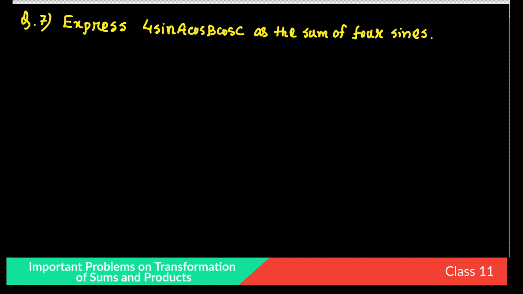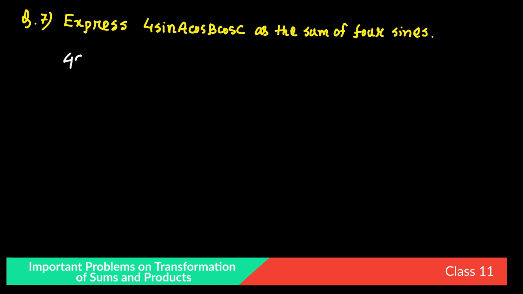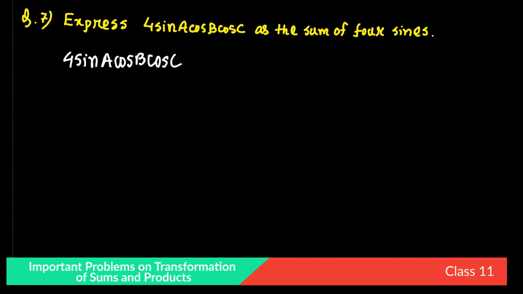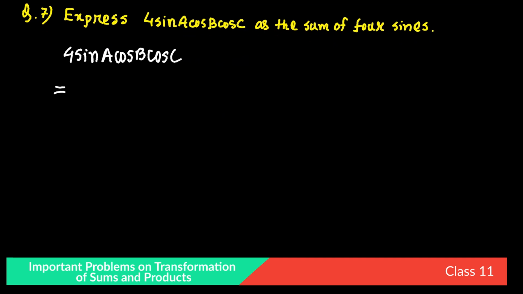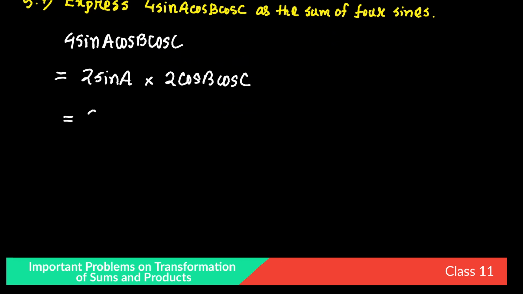Okay. Now see, it is 4 sin A cos B cos C. If we break this, we can write it as 2 sin A into 2 cos B cos C. We can break it in this way. So this is the same. Now is it in the form of 2 cos B cos C?